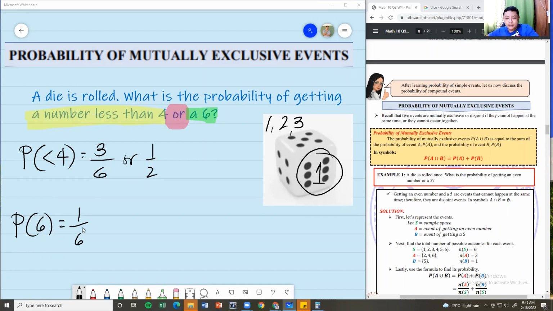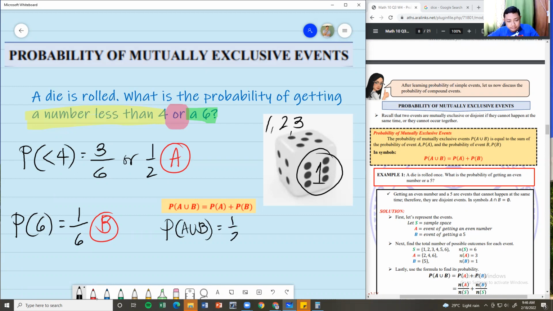Okay? So using our formula, the union of A and B, since we are combining them, we have to add the probabilities. This is our event A, and this is our event B. We always follow the way it's presented here. So the probability of the union of A and B will be equal to the probability of A, which is 1/2, plus, because or is the keyword here, and when it's or, it should be addition. Now, what is the probability of B, or getting a 6? That is 1 over 6.